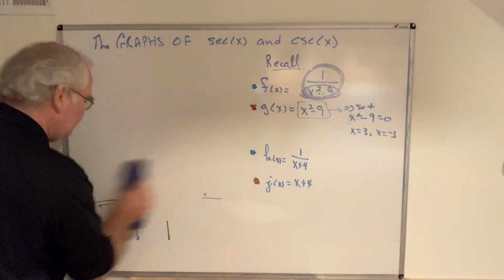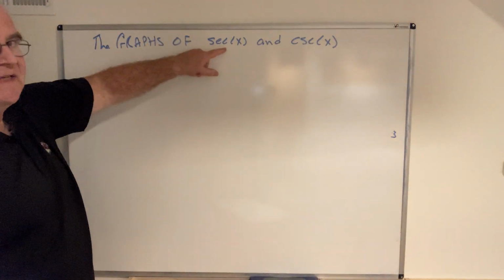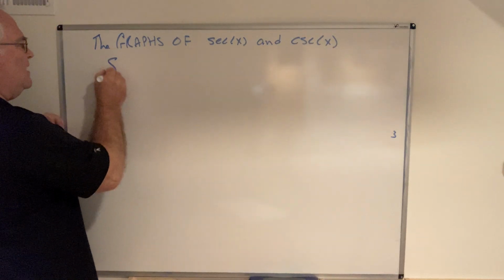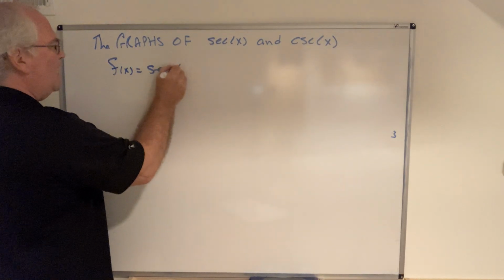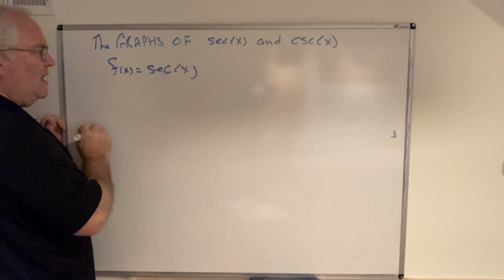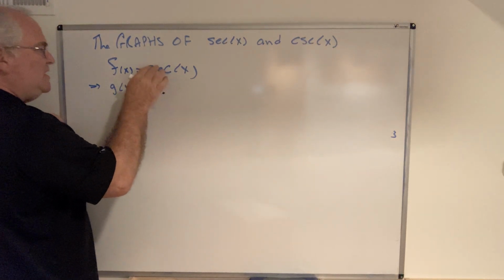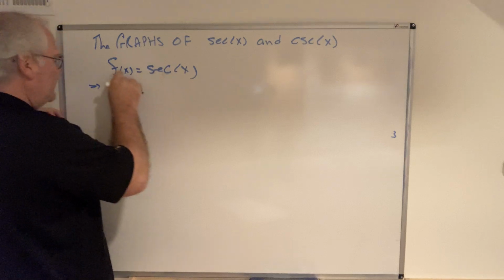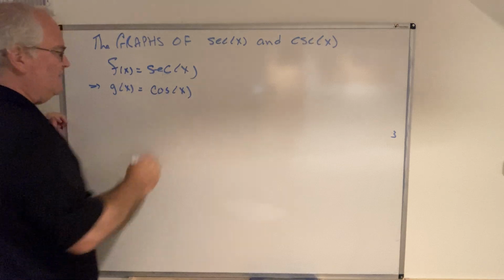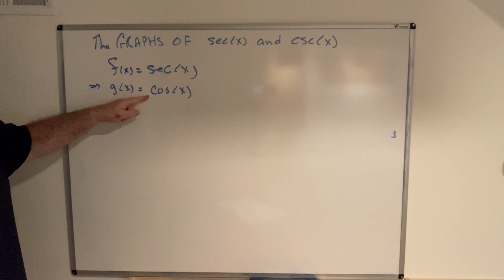All right, so let's consider the graph of secant. So I'm going to say f of x is equal to secant of x. I'm going to say, what is the associated function? Secant of x is associated, it's not the same thing, but it is associated with cosine of x because they are reciprocals. So this is the associated function.